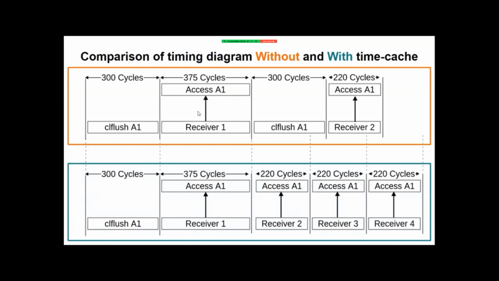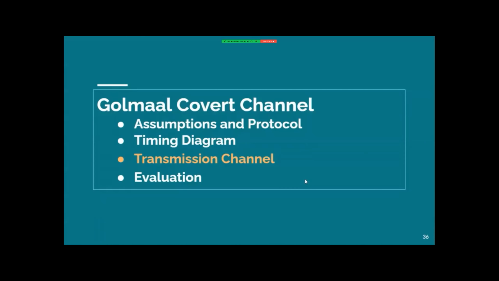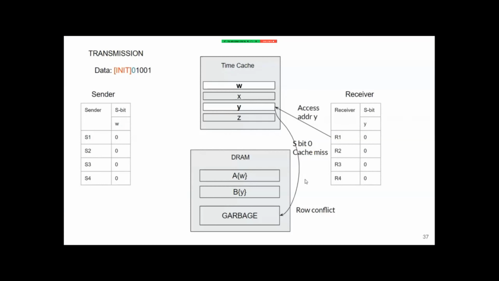In comparison, we can see the Golmaal covert channel can potentially transmit twice the amount of bits in the same period. Let's see how bits are transmitted when Time Cache is used. The first step will be initialization. If the row buffer contains a garbage value, receiver R1 makes an access to address Y. Since the S bit is 0, Time Cache treats it as a miss. This will further create a row buffer conflict. But eventually, the row buffer will be set to the row containing the address Y, that is B. Also, the S bit of R1 will be set.